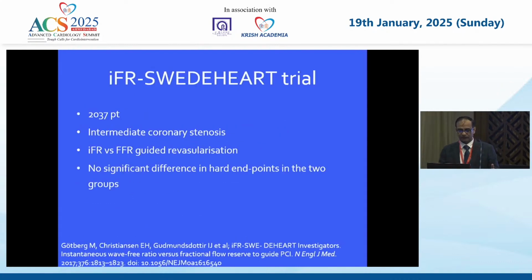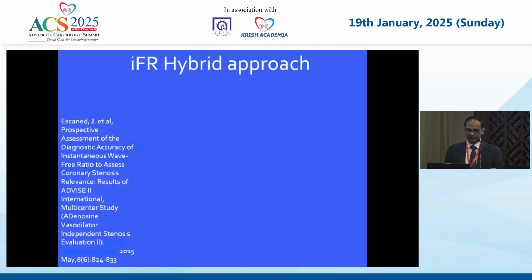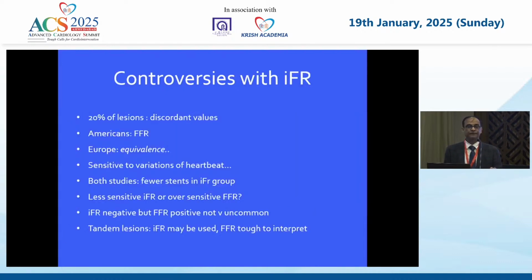Proof of concept was with the DEFINE-SWEDEHEART and the DEFINE-FLAIR. It's been shown out to 2 years that the event rates are not significantly different if we use these to defer lesions. Remember, this was the most important outcome that you get. There is some data emerging that we are not measuring ischemia adequately with the non-hyperemic indices, but they do have their uses, especially when you have tandem lesions and diffuse disease. They are exceedingly useful to decide what lesion needs to be fixed.